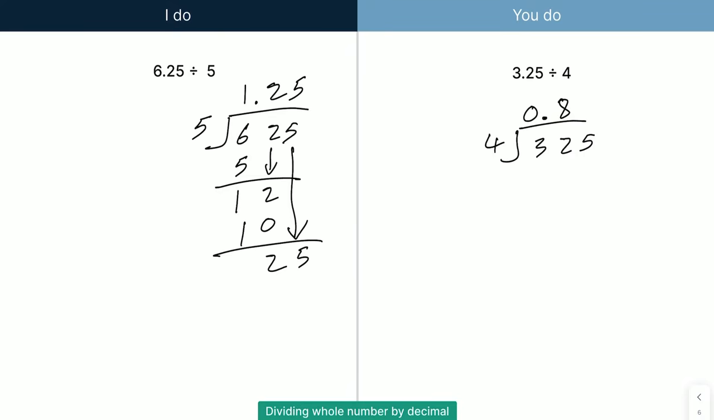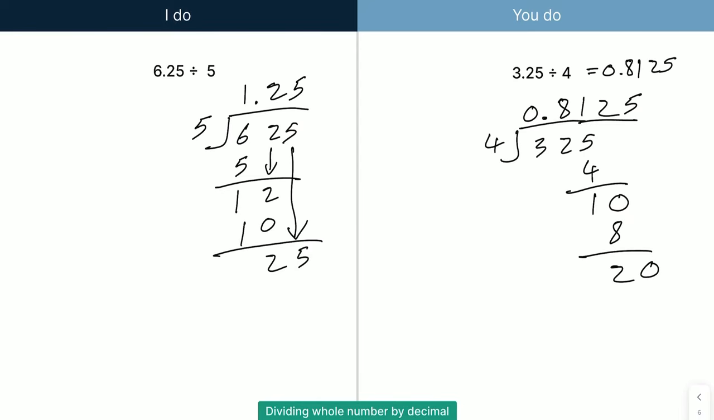And then we look at the next number, which is a 5. Now 4 goes into 5 1 time with a remainder of 1. And we can just put a 0 there. So that gives us 3.25 divided by 4, which then gives us 2 there. 4 goes into 10 2 times. We have the 2 there. And then we can just put a 0 in there. And then that becomes, well, how many times does 4 go into 20? So that becomes a 5 there. And that is 0.8125.